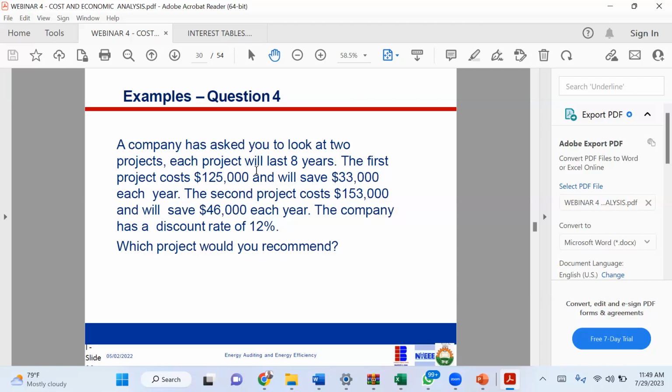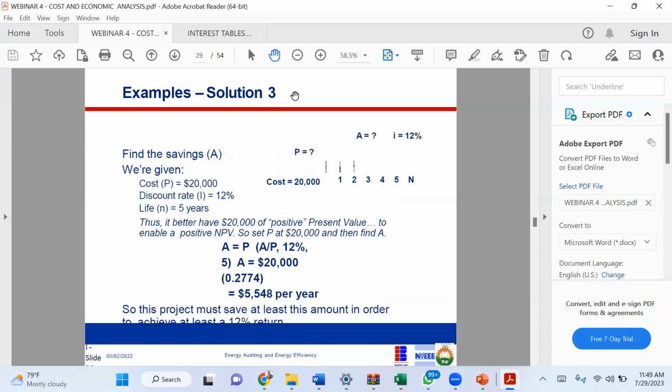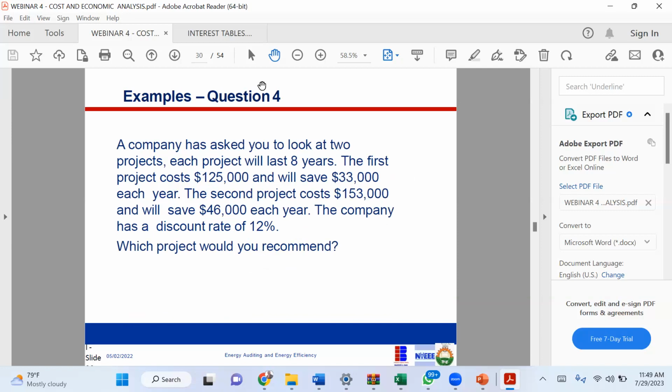Question number 4. Question number 4 will be a little bit too complicated for us, but let us try and do these two that we have done. You see, question number 4 is the same thing as question number 1 and 2. The difference is that you are going to appraise 2 different projects, and then you find out which one has better economic indices. A company has asked you to look at 2 projects. So it means what we've done in question 1 and question 2, you're going to do it 2 times. After you've done it 2 times, you now compare the economic indicators and say which one is favorable.